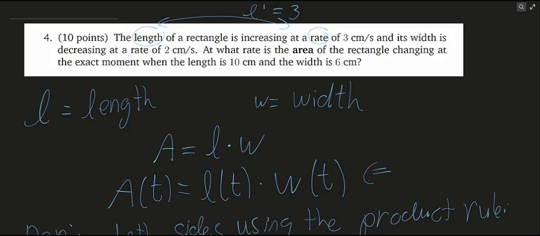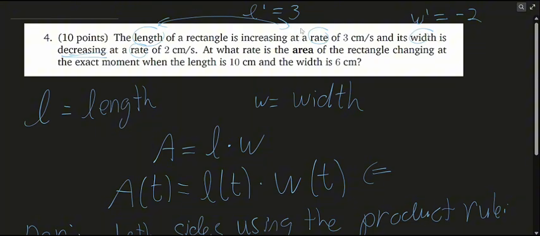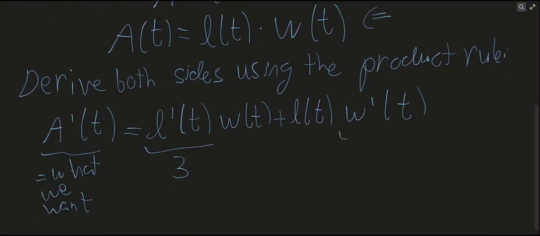Now, the width is decreasing at the rate of 2. So the rate of the width, since it's decreasing, that means the W prime is not going to be equal to plus 2. It's going to be equal to negative 2. The rate of change of the width, that is the derivative of the width, W prime is equal to negative 2. So let's move on to our equation and plug that in. L prime is 3, and W prime is equal to negative 2.